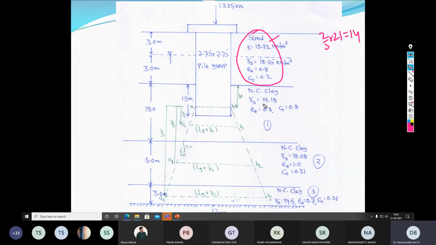Okay, so these are the two things that you can demonstrate. So when you try to design the pile group, so in real life. So is it clear now?